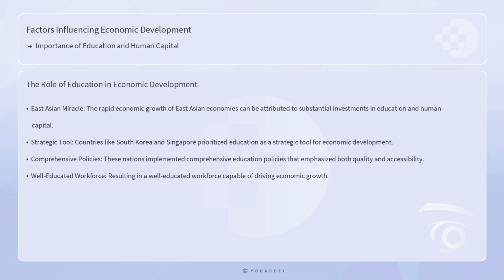For instance, the rapid economic growth of East Asian economies, often referred to as the East Asian miracle, can be attributed to substantial investments in education and human capital. Countries like South Korea and Singapore prioritized education as a strategic tool for economic development, resulting in significant advancements in technology and industry. These nations implemented comprehensive education policies that emphasized both quality and accessibility, leading to a well-educated workforce capable of driving economic growth.